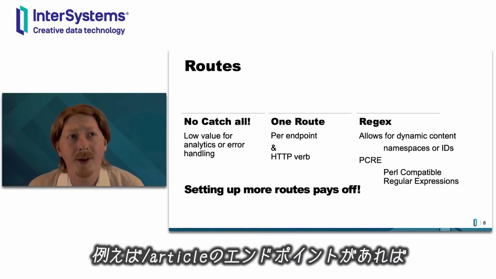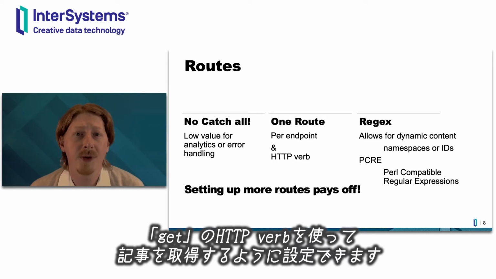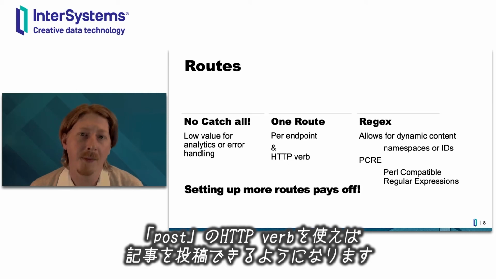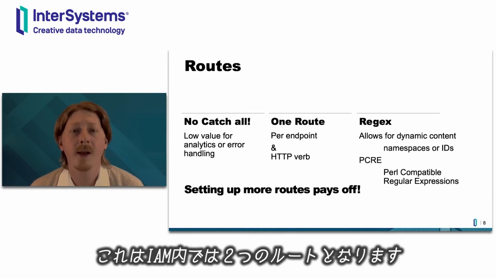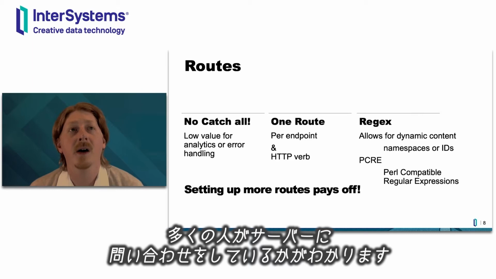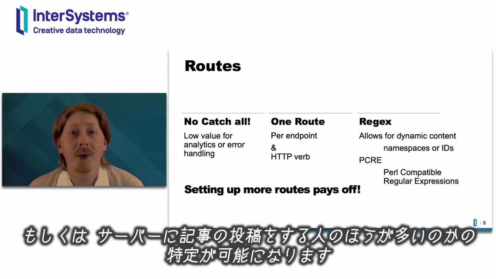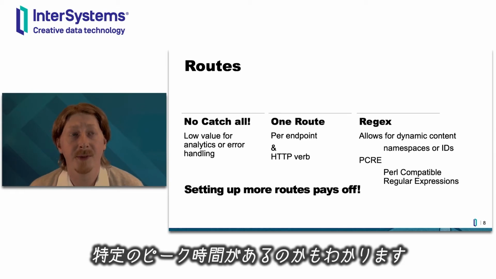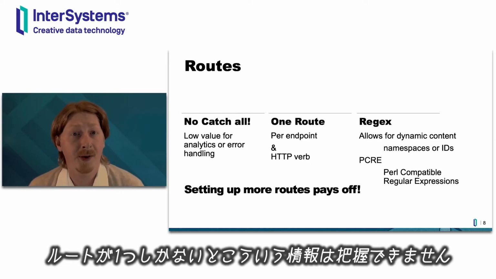So if you have an endpoint, let's say /article, you might support it with the GET HTTP verb for getting an article, but also with the POST HTTP verb for posting an article to your server. These would be two individual routes in IAM. This allows you to identify if people are more querying your server to understand which articles are available to them, or if they're actually putting or posting articles onto your server all the time, or if there are specific peak times when this is happening. Again, with a catch-all route, this would not be possible.